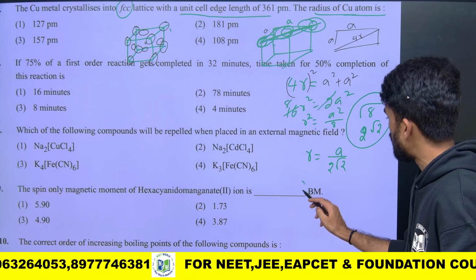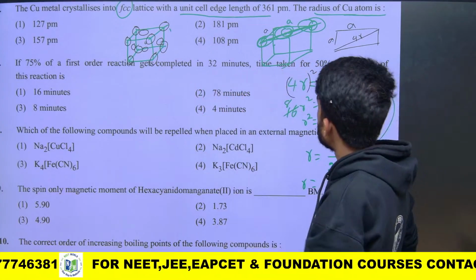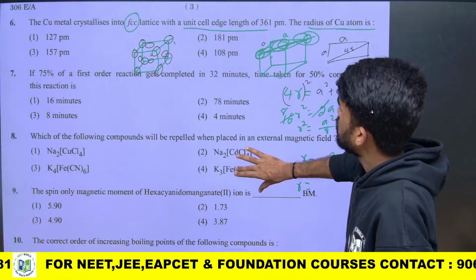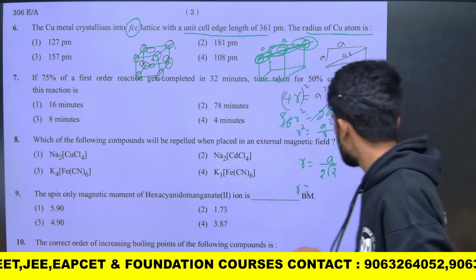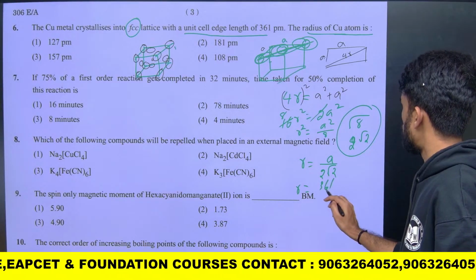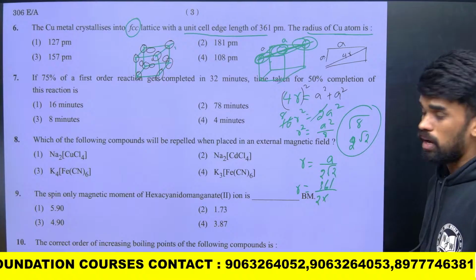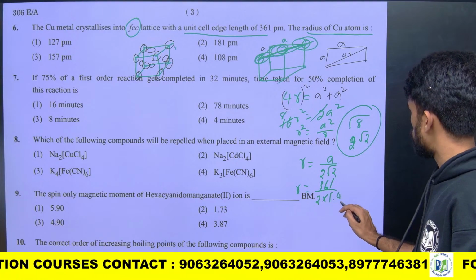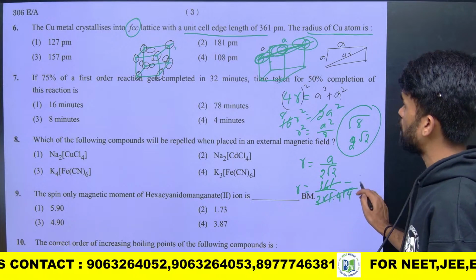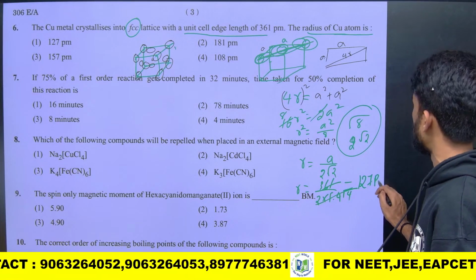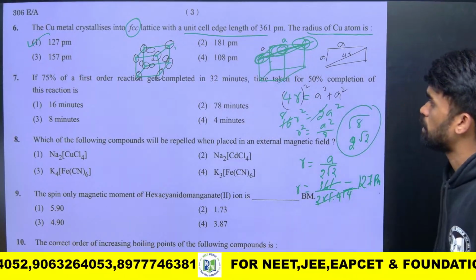Okay. So now placing a value. What is the a value we have been given in the question? They have mentioned it as 361. So 361 by 2 into root 2, that is 1.414. By substituting this and cancelling out, you will be getting around 127 picometers. So what is the answer for this? The first option is correct for this particular question.